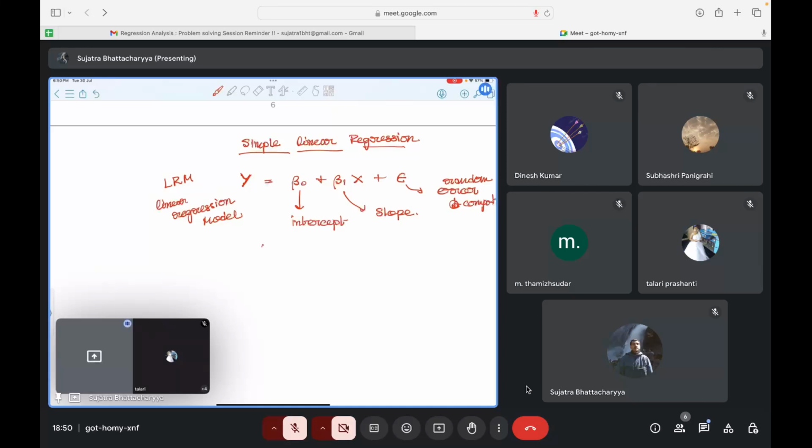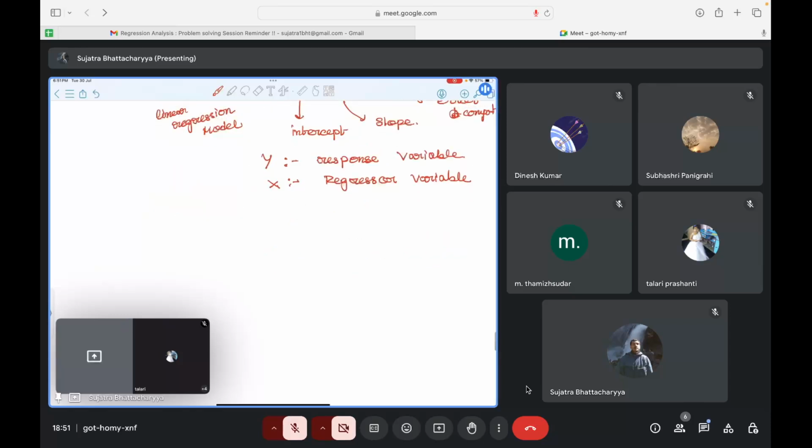Fine. Now, what is y? Y is the response variable. X is the regressor variable. Now, let me give you one small thing. Suppose this is X and this is Y. Now, I am controlling X. I am giving values 1, 2, 3, 4, 5. X is in my control. But Y is not under my control. It can be any value.